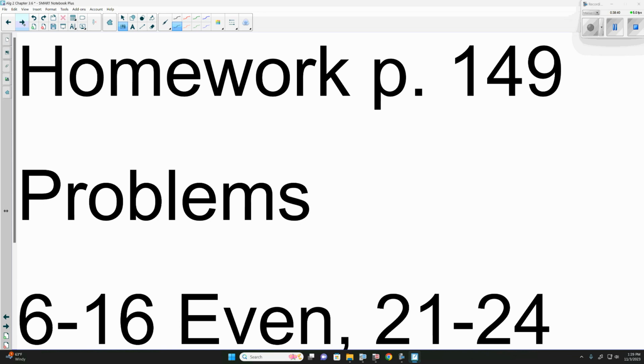So the 6 through 16 even, you're solving. You're actually finding the values of x that make the function equal 0. 6 through 16 even. 21 through 24, you're finding the value of the discriminant, how many solutions, which is either 2 or 1, and the type, real or complex.